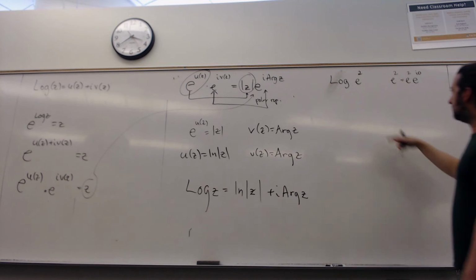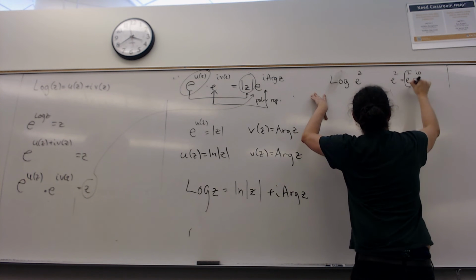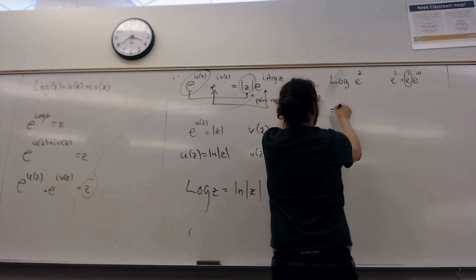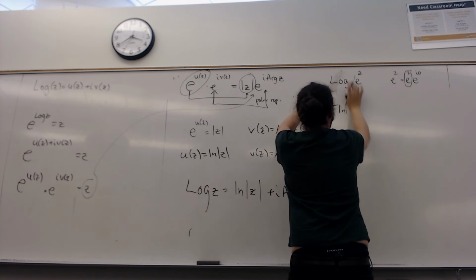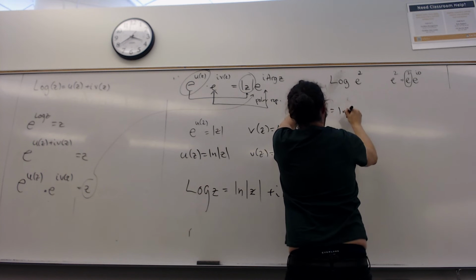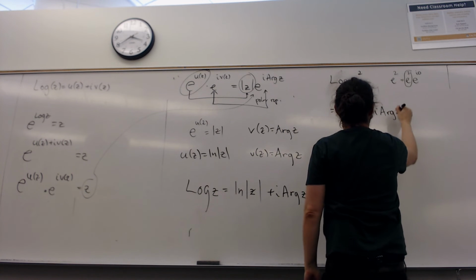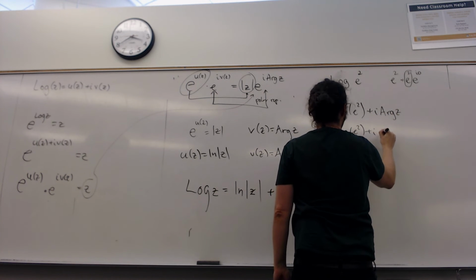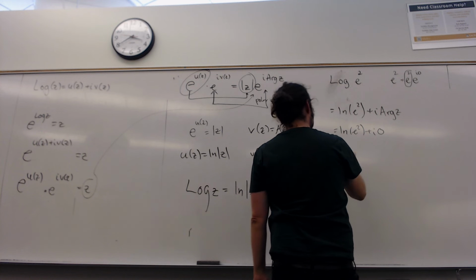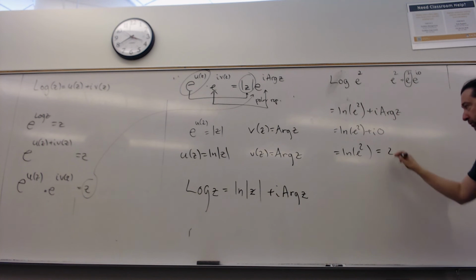So what does log of e to the 2 say I'm supposed to do? It says I'm supposed to take that number and take its natural log, so it's the natural log of the length of that thing, the natural log of e squared, plus i times the argument of z, which is i times 0. Which is the natural log of e squared, which is 2. Oh, it works! At least for that number.